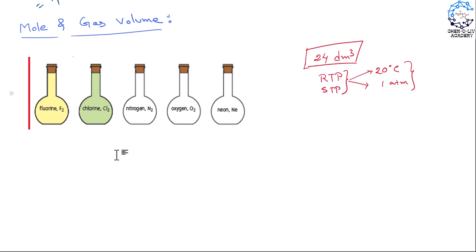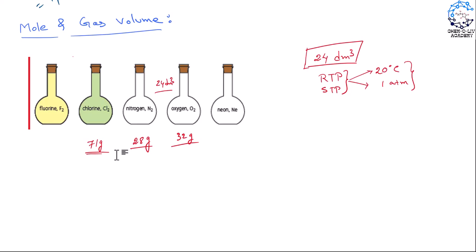Now, what you need to do is measure the mass of each of these gases. So let's measure, and you're going to find the mass of nitrogen gas is 28 gram at STP in 24 decimeter cube. The mass of oxygen gas in this 24 decimeter cube, you are going to get 32 gram. So I hope you are able to link something. The mass of chlorine gas, I'm going to get 71 gram. So what are these amounts? Are these amounts very common to us? Are they very well known to us?